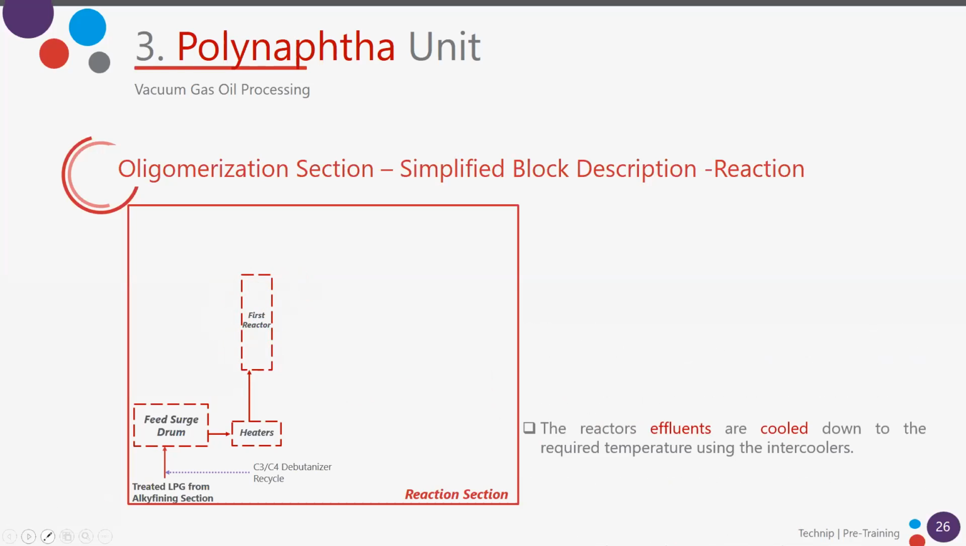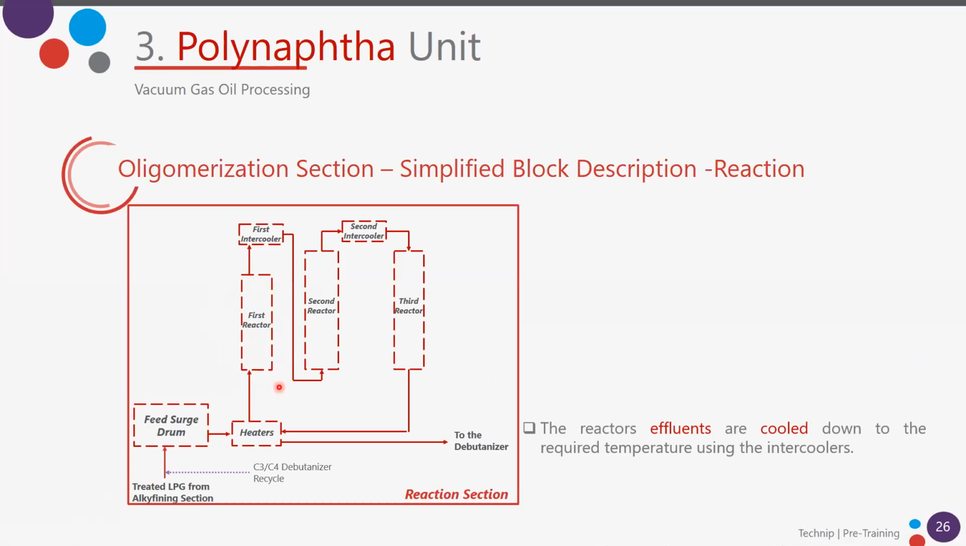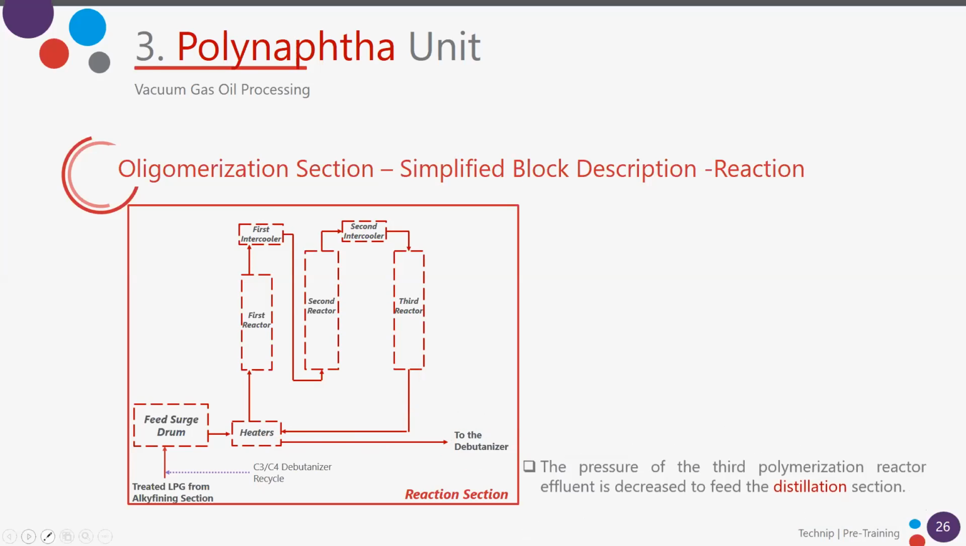The reactor effluents are cooled down to the required temperature using intercoolers. Okay, so from the first reactor, you will cool the outlet of this reactor and you go to the second reactor. Then you will cool it and you will go to the third reactor. Okay, and then you will go to the debutanizer column. Okay, the pressure will be decreased to fit the distillation section.